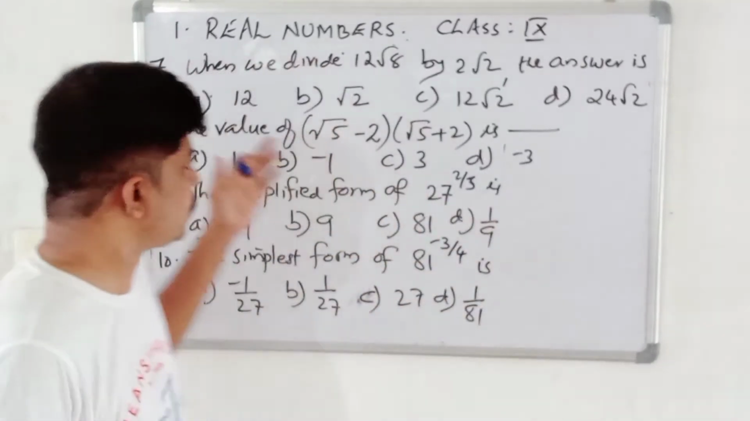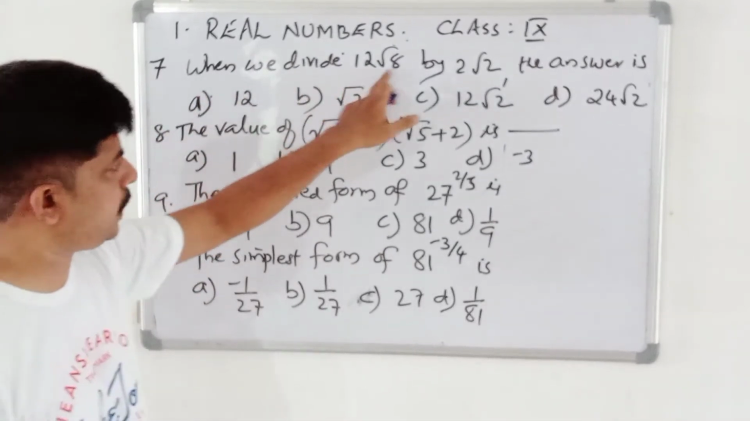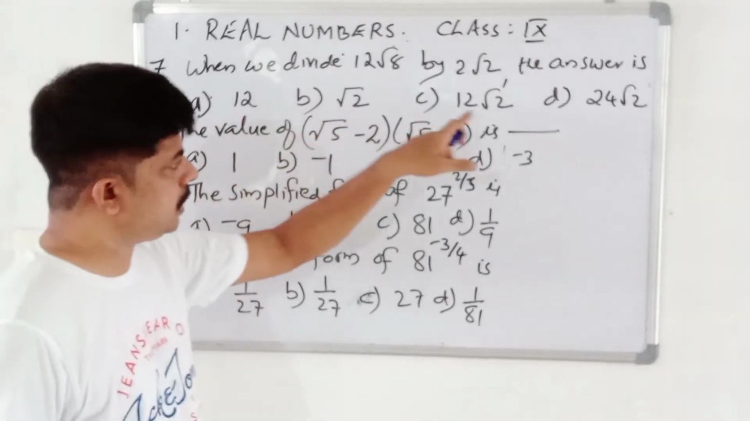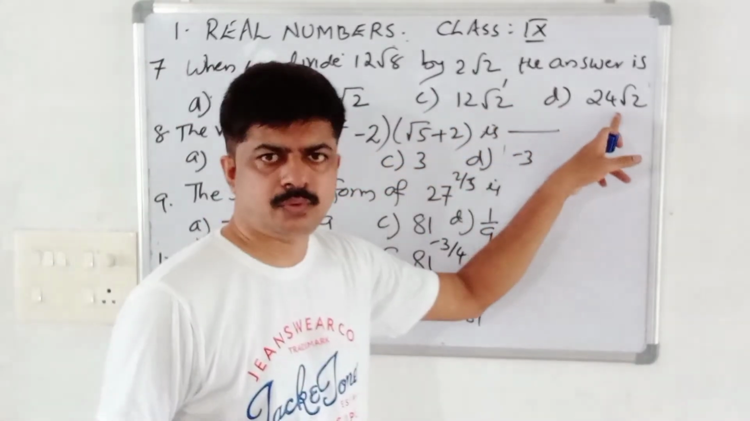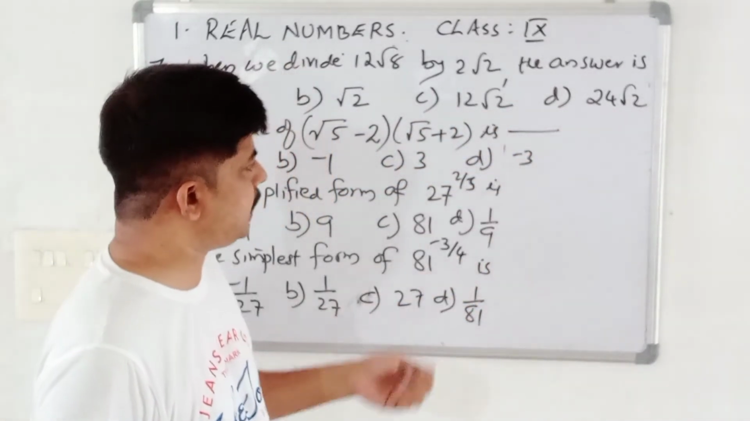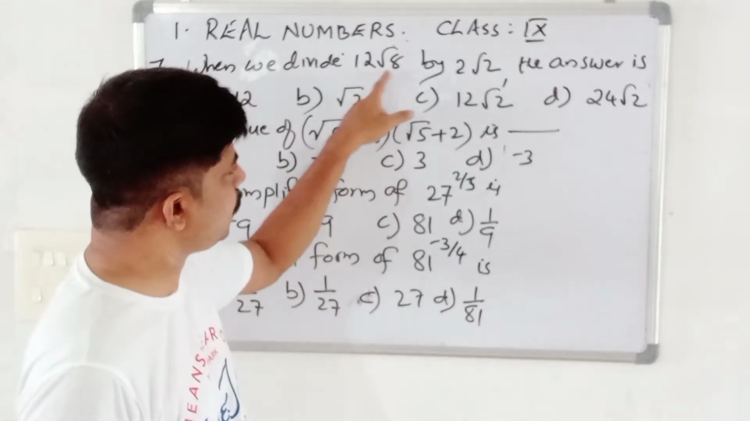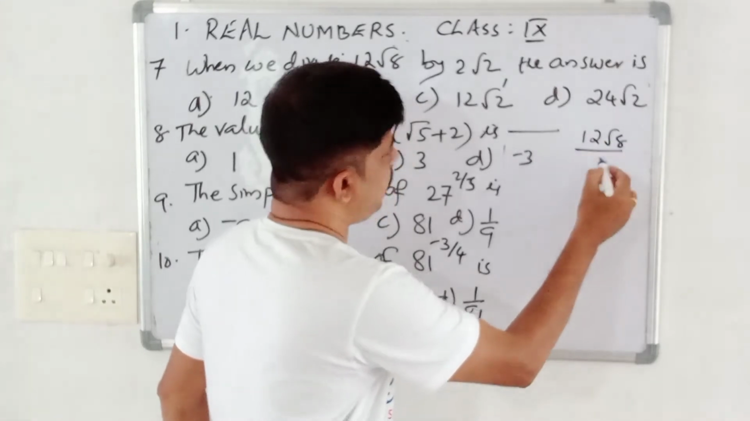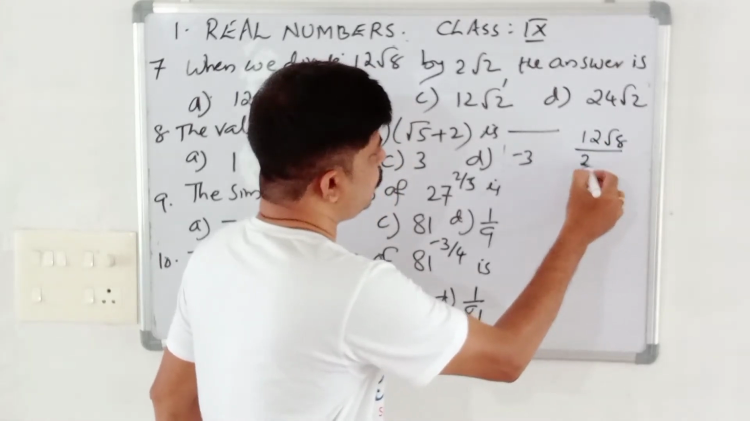Okay, moving to the next question. When we divide 12 root 8 by 2 root 2, the answer is 12 root 2, 12 root 2, or 24 root 2. Let us simplify and find the answer. We have to divide 12 root 8 by 2 root 2.